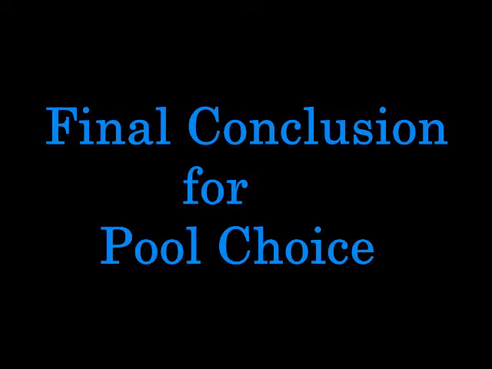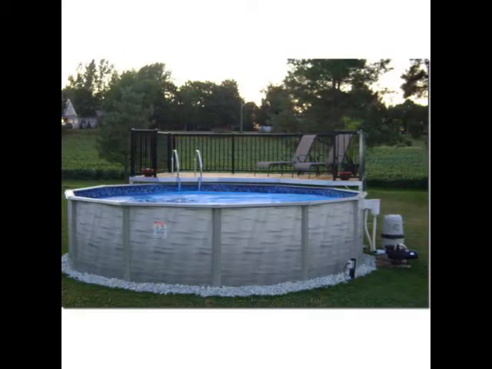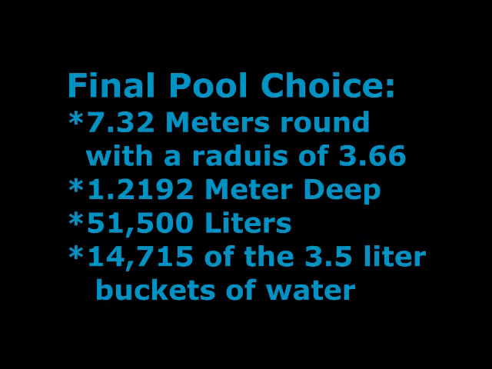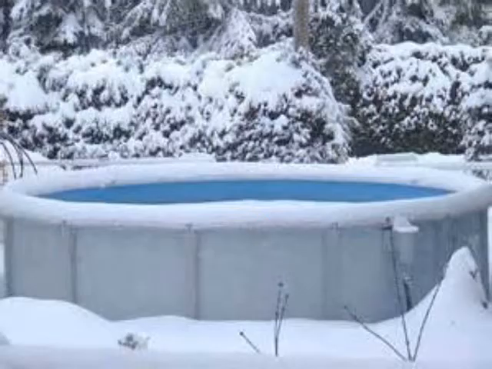In final conclusion, my family has come to decide that the right size pool for us is 7.32 meters around, because it is really big and it can fit all of us inside of it comfortably. It is a 51,500 liter pool, and when we are using the 3.5 liter beaker, it would take 14,714.2 of those beakers to fill it up. Now that we have our pool, I can't wait for summer to come around.